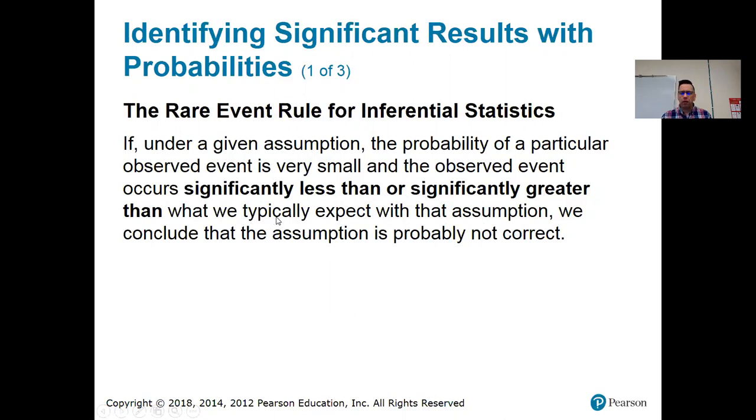Maybe I've got dice that have the same number painted on a few different sides, and so that makes 7 come up a lot more often. That's kind of what the rare event rule is about. Okay.